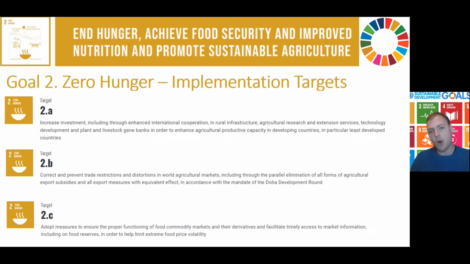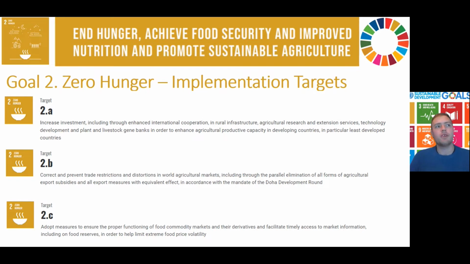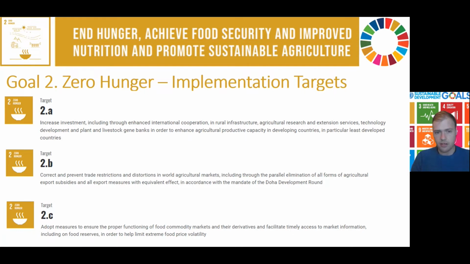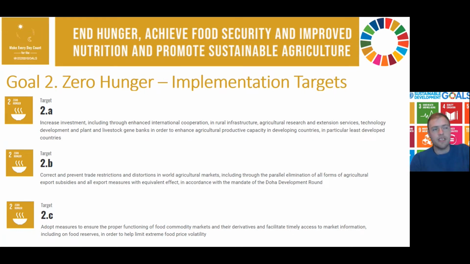So it's quite a subtle difference, but quite important when we're looking at how the Sustainable Development Goals can be reached. Our first implementation target, 2A, is to increase investment, including through enhanced international cooperation, in rural infrastructure, agricultural research and extension services, technology development, and plant and livestock gene banks in order to enhance agricultural productive capacity in developing countries, in particular least developed countries. So you can see how our implementation target links to our outcome target there. It's providing a method of how we get to those targets that we set on the last slide.